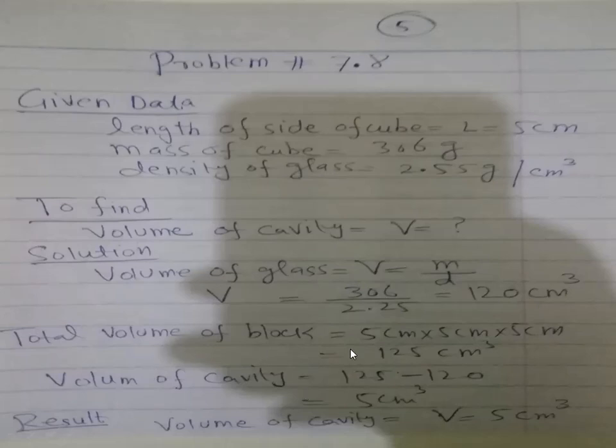And the total volume, how can we calculate the total volume? You know, in volume we have three lengths. So one length is given to me. If I multiply 3 times, I will get the total volume. 5 multiplied by 5 multiplied by 5. 5 times 5 is 25, and 25 multiplied by 5 is 125 centimeter cube.